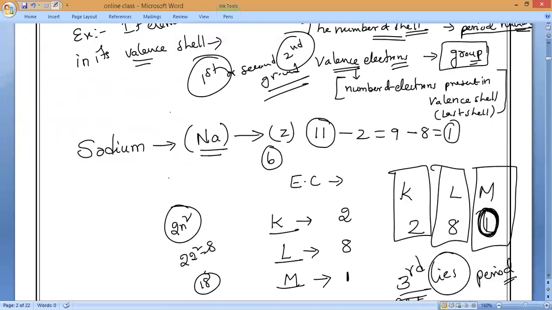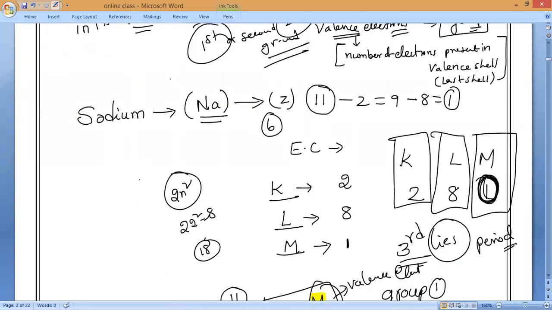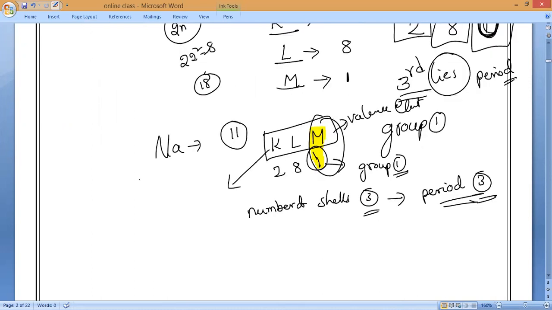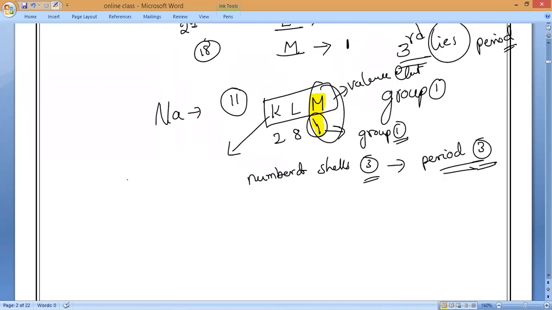Let us take one more example. Magnesium. Can anybody tell me what the magnesium atomic number is? 12, sir. Mg. What is the atomic number? 12. Okay. So let us arrange the electrons first.